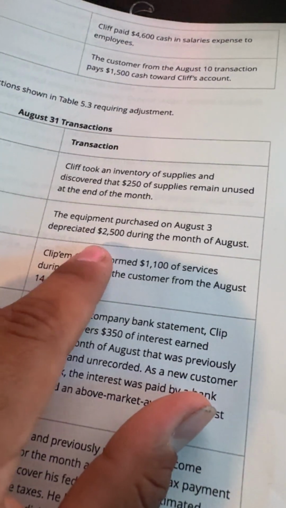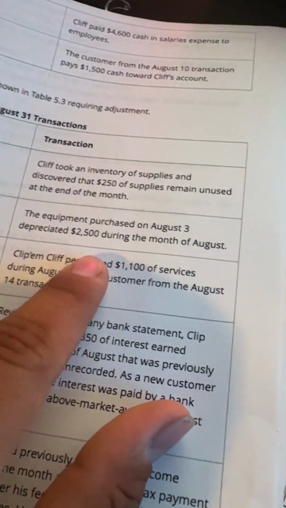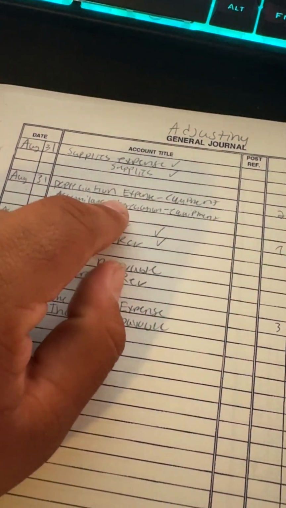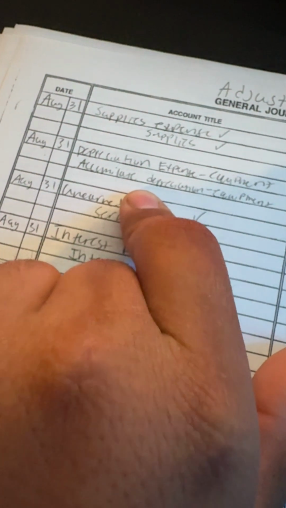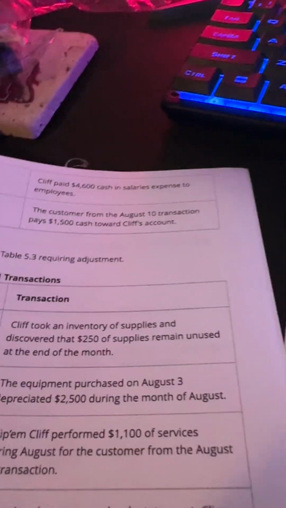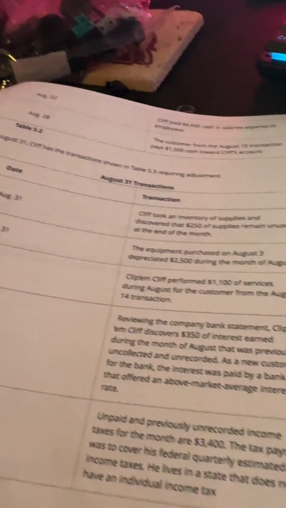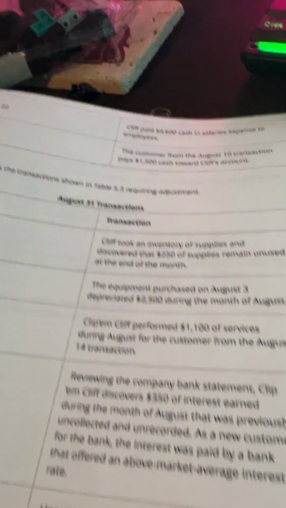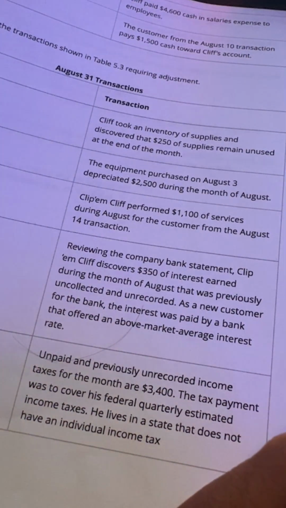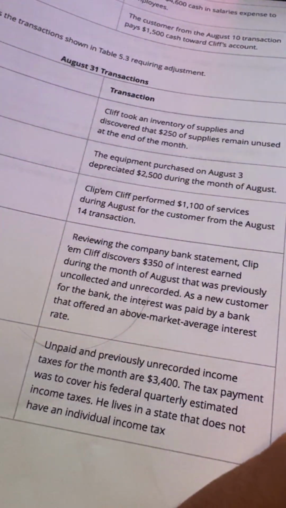For the second one, the equipment purchased on August 3rd depreciated $2,500 during the month of August. So for this one, you put August 31st. It would be a depreciation expense for equipment of 2,500, and then your second one would be accumulated depreciation of equipment of 2,500. And that's what you do on the adjusting general journals. You just go back and forth and label. Make sure that you're labeling them right in order to be correct on your general ledgers and adjusted trial balance.